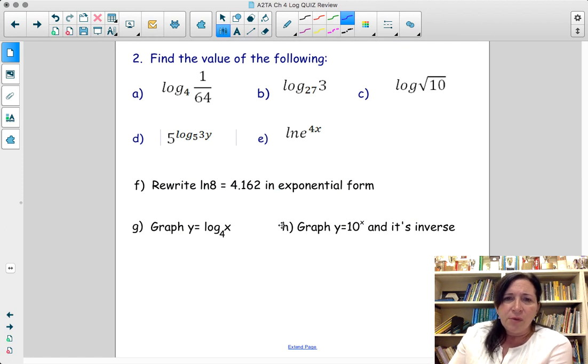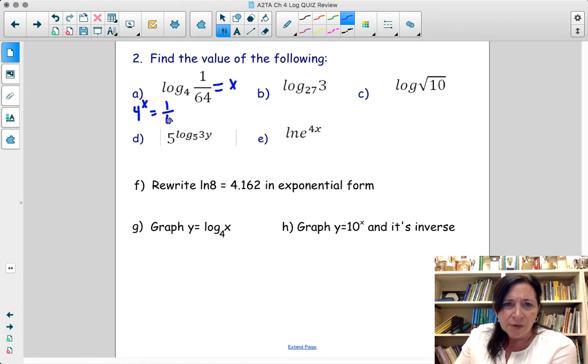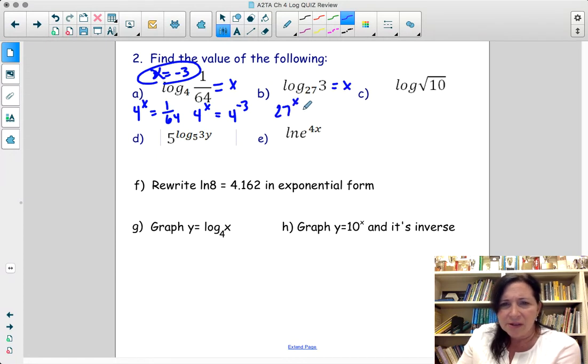So finding the value of the following, let's do some more practice with this. So we're going to set this equal to x. So we would have 4 to the x power equals 1/64. I just did this problem. So this would be 4 to the x power equals 1/4 to the third, or 4 to the negative third. So therefore, x is equal to -3 for this problem. This one, set this equal to x. And we have 27 to the x power equals 3. This is 3 to the 3x power equals 3 to the 1.